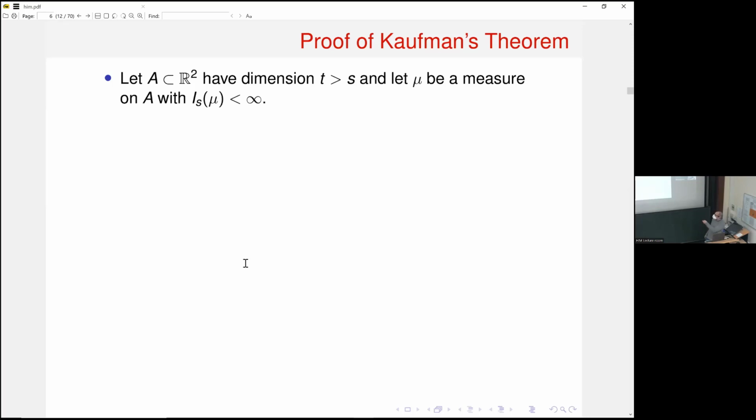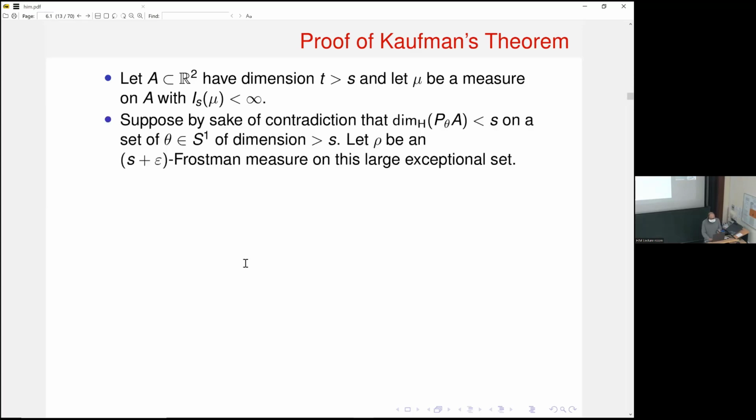And the only way I'm using that is to say that there is a measure on A that has finite s-energy. So if t is much bigger than s, this makes no difference, because this is what the proof uses, and it's very hard to exploit the fact that t is much bigger than s. Okay, so this is something I'm going to comment on later, because that's the point of the result with Thomas.